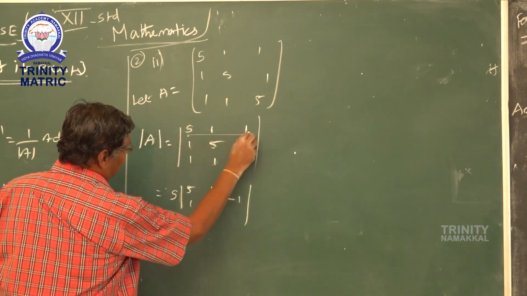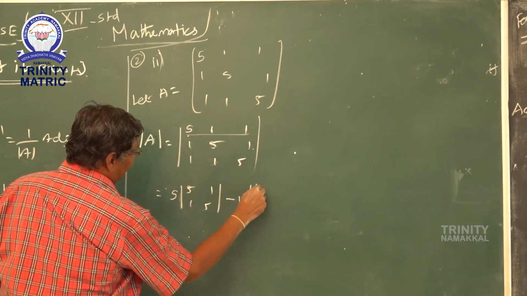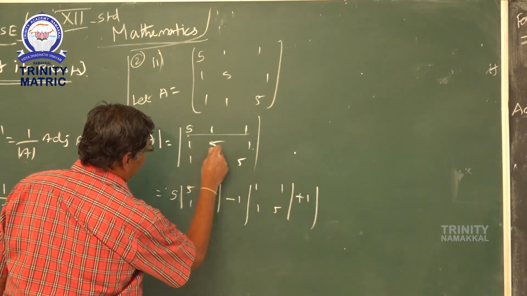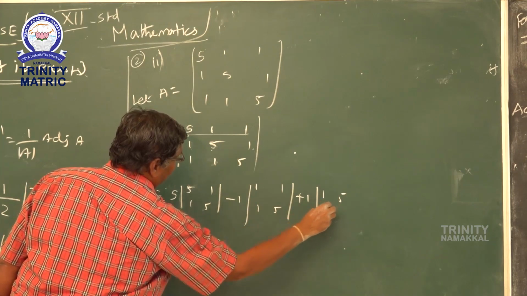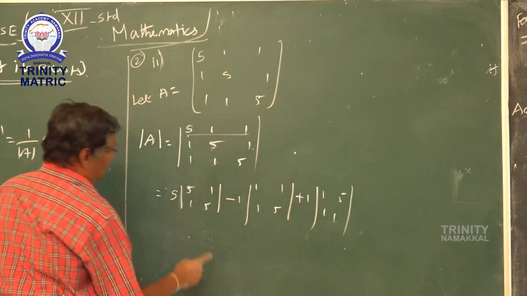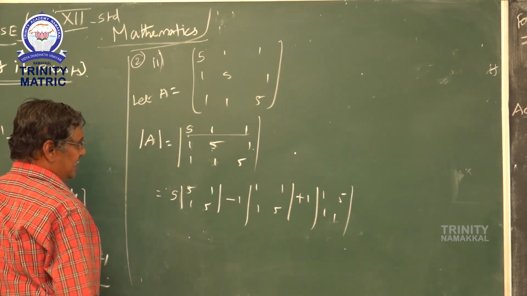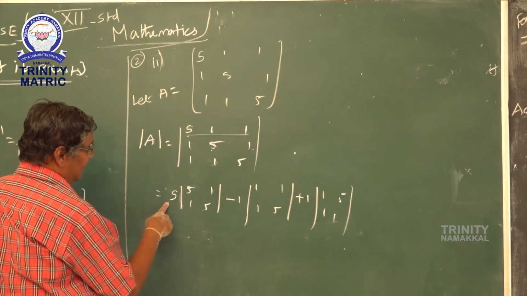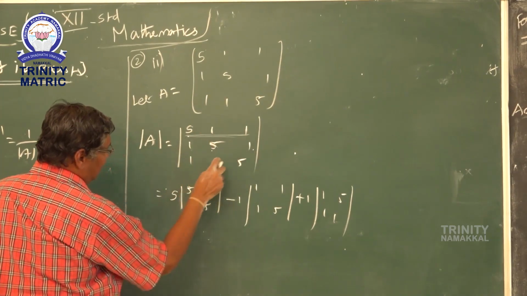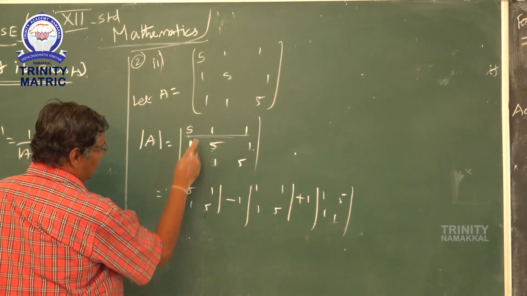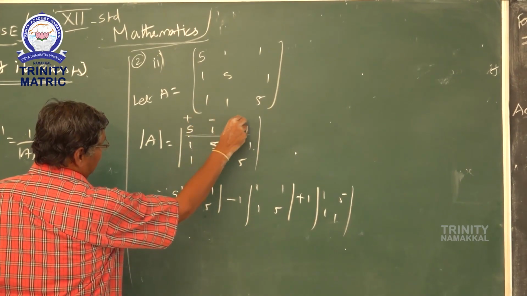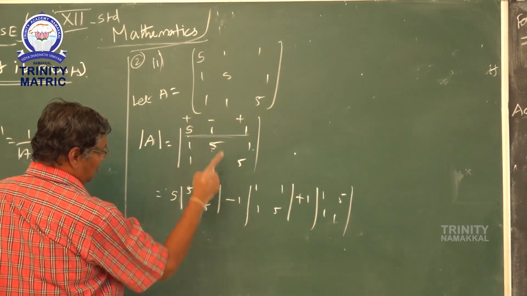You have to remove that row and column. What is remaining? 1, 1, 1, 5. Next plus, you write 1, 5, 1, 1. I know that you have learned in 11th standard how to find the determinant value. First you put 5, then leave that row and column and write the remaining elements. The signs are plus, minus, plus, minus, plus. This should always be kept in mind.